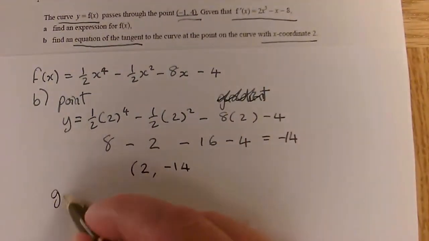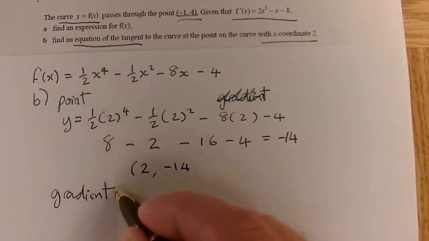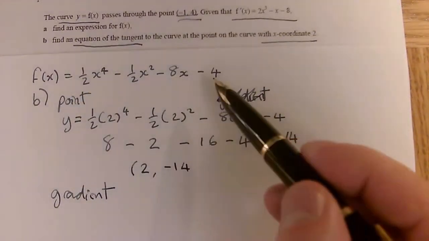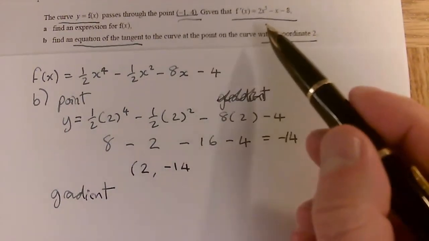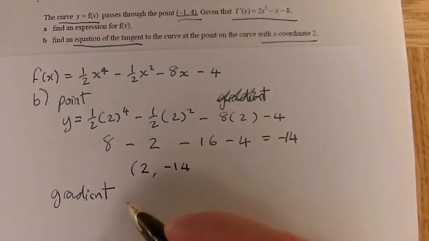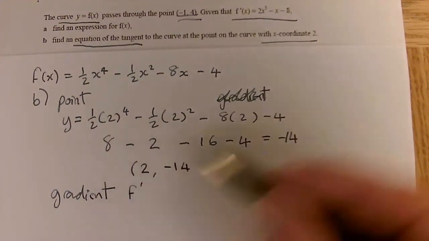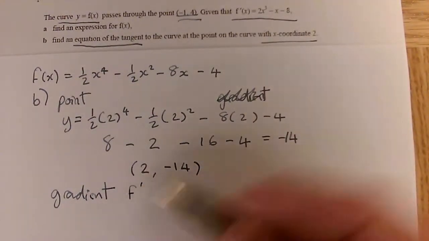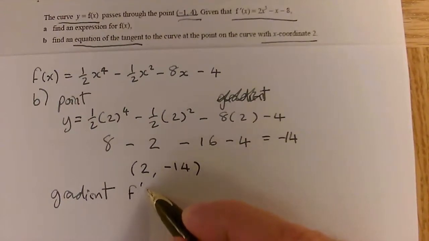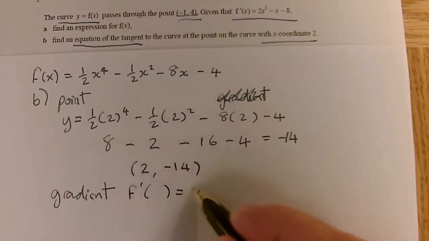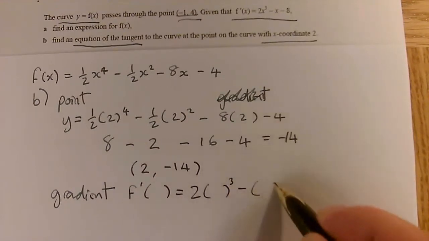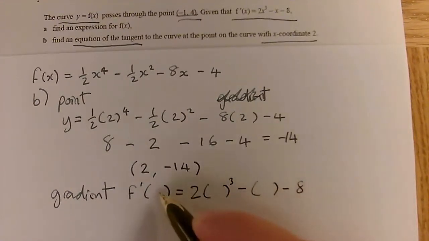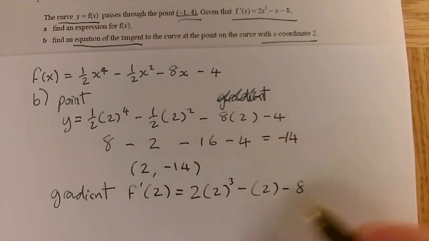Gradient, I'm going to have to do down here. So gradient. Now, what we'd normally do is find the gradient by differentiating our f of x. But there's no need, because they've told us f dash of x earlier, and I integrated it. So my gradient, okay, well, I don't want to do f dash at any old point x. I'm interested in the specific gradient at this point, where x is 2. So I'm going to substitute my 2 into that. So f dash of x equals 2x cubed minus x minus 8. And I'm taking x to be 2. So we get 2 times 8, that's 16, and minus 10 is a gradient of 6.